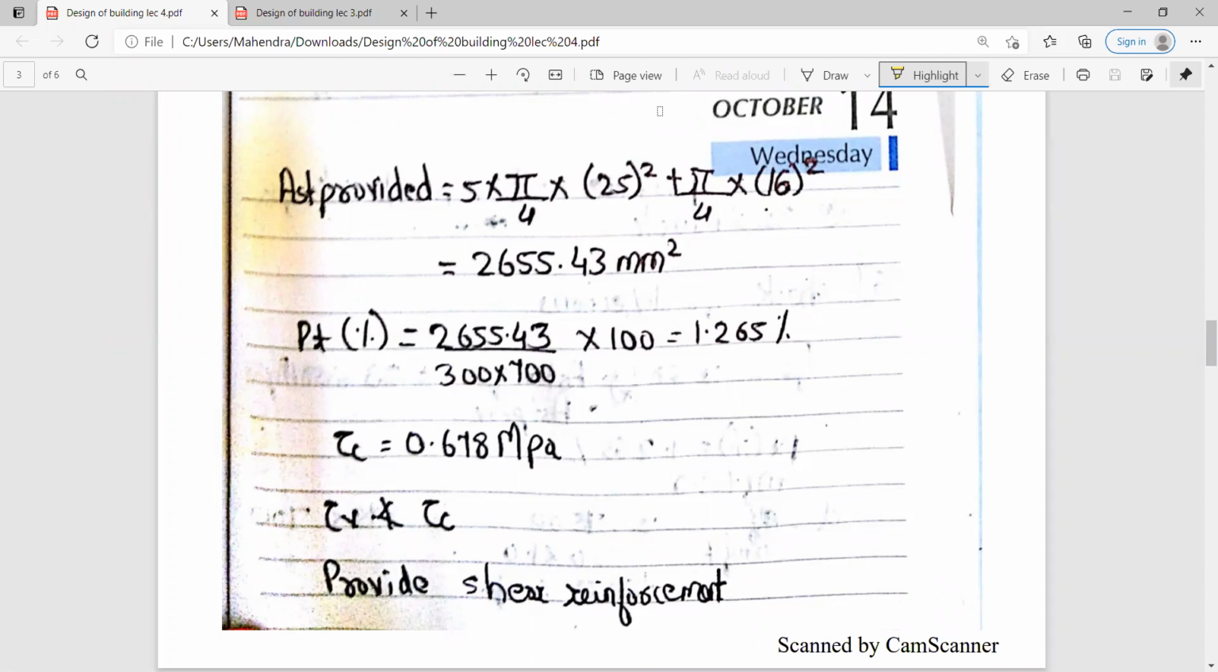Tau C you get from the IS code, that is 0.678 megapascal. So as tau V is less than tau C, shear reinforcement is being required. So here you are done with the shear reinforcement check. Complete up till here.